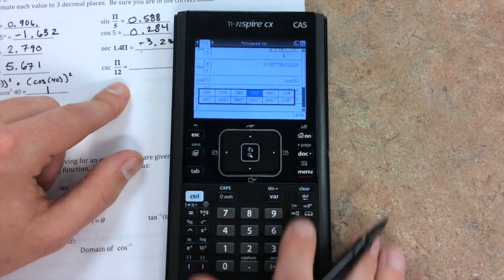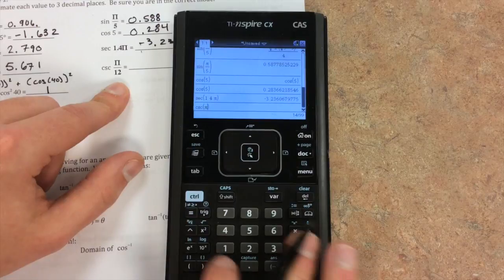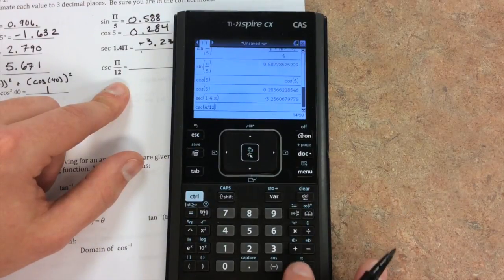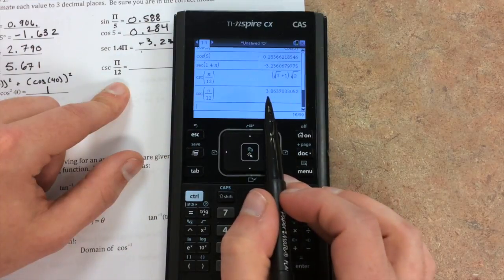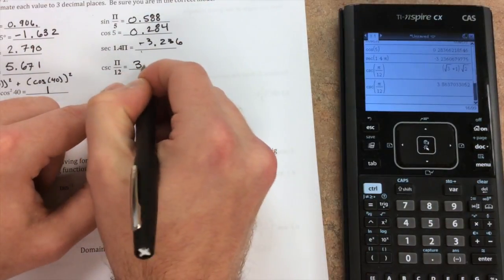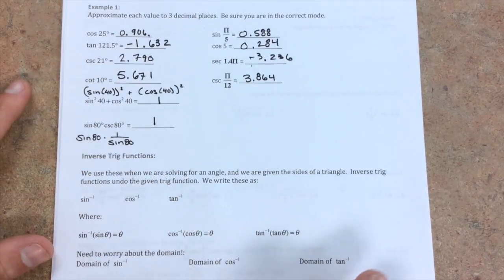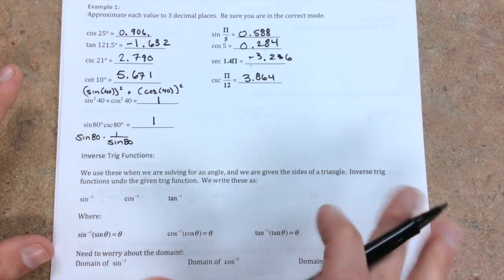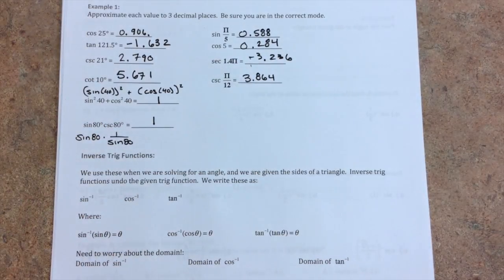So this is really just learning how to use your calculator. I'm sure you didn't need me to tell you how to type all of these in, but hopefully this was a little bit helpful in getting the exact values. So 3.864. Okay. So this is from level 6, and we didn't really talk about it. So this is just using your calculator.